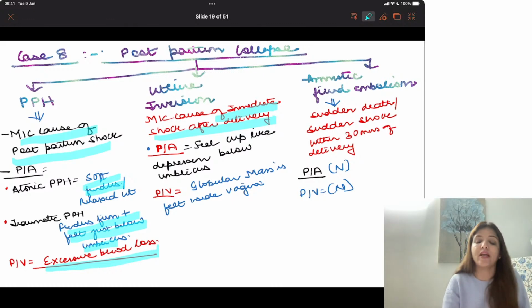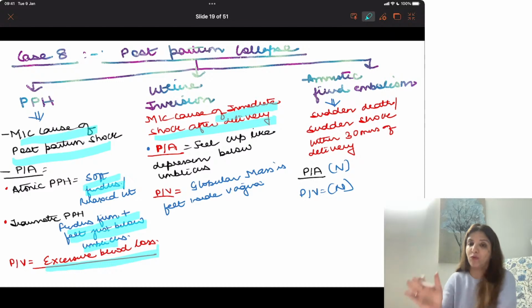This immediate shock is because of neurogenic shock. Later on, it is followed by hemorrhagic shock, and death of the patient occurs due to hemorrhagic shock. But the immediate shock that you get is because of neurogenic shock. Now, on per abdominal examination, your question is going to tell you that you can feel a cup-like depression below the umbilicus because of the inversion of the fundus. And on per vaginal examination, they are going to say a globular mass is felt inside the vagina.